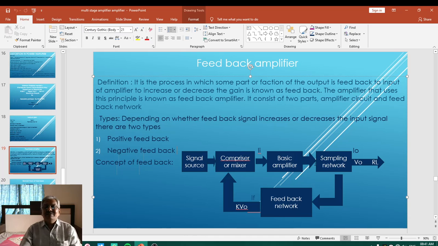To understand the concept of feedback, at the output of the basic amplifier we have connected the sampling network. Its role is to sample the output signal, means to pick some part of the output signal. Its role is to take a fraction of the output signal, and this fraction or part of the output signal will be decided by means of a feedback factor.